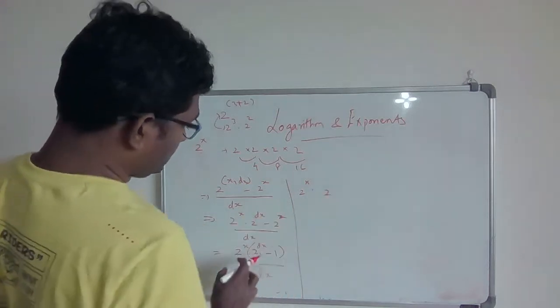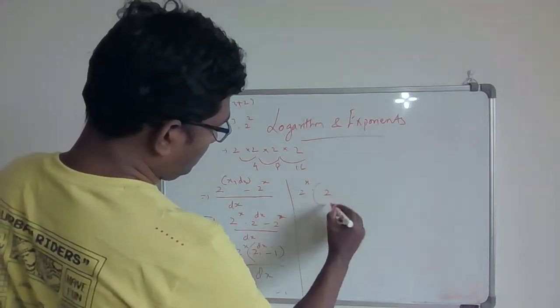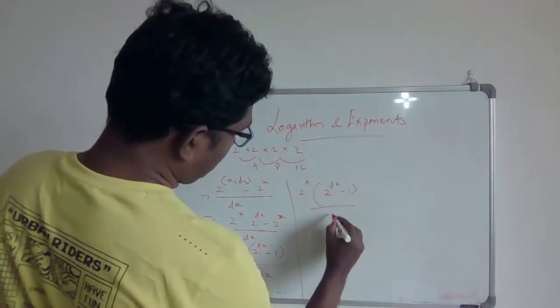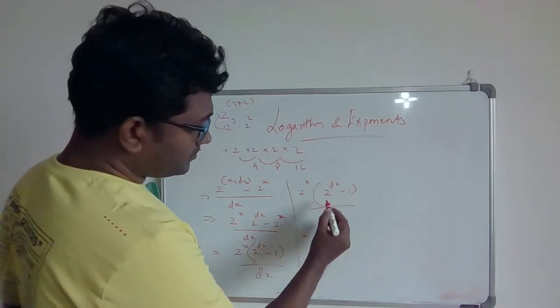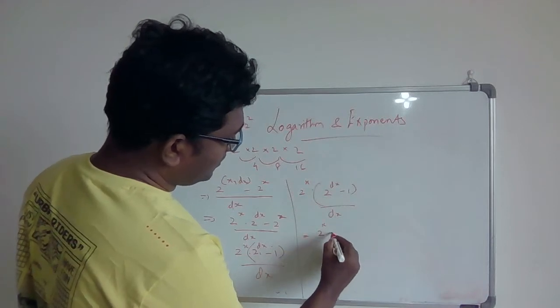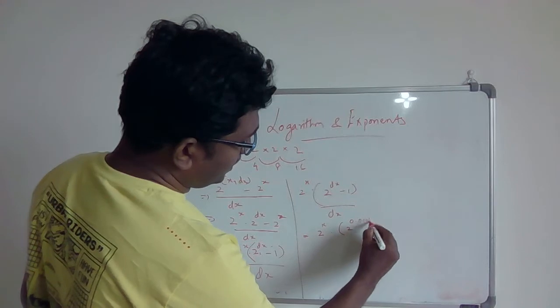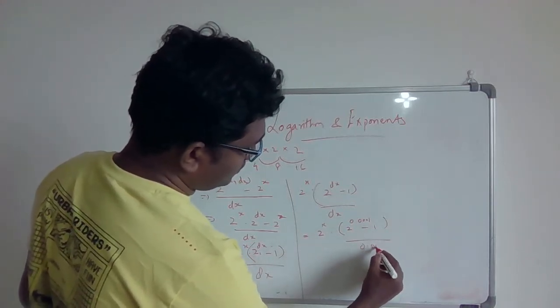Okay, and now this 2 to the power of dx can be factored out, and it becomes 2 to the power of x into (2 to the power of dx minus 1) divided by dx. Now let's apply a very small value of this dx. So this becomes 2 to the power x into, let's say the number is 2 to the power of 0.0001, minus 1, divided by 0.0001.